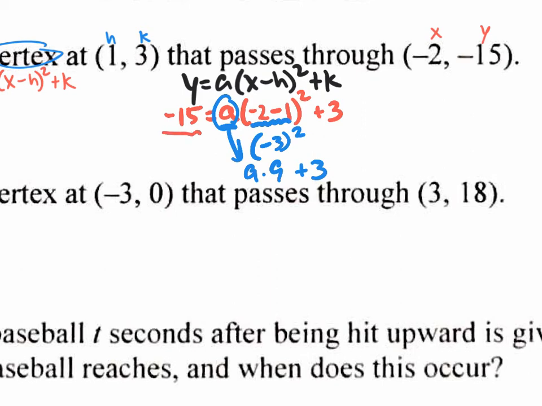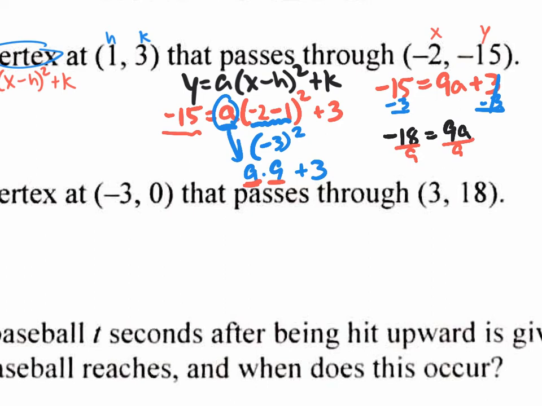We have negative 15. Let me rewrite it. Negative 15 equals 9. A times 9 is simply 9A, plus 3. So now I have an equation that I could actually solve for A. I subtract 3 here, subtract 3 over there. I will end up with negative 18 equals 9A. I need to get rid of that 9. So what do I do? Divide by 9, divide by 9. So I really have my A value equaling negative 2.